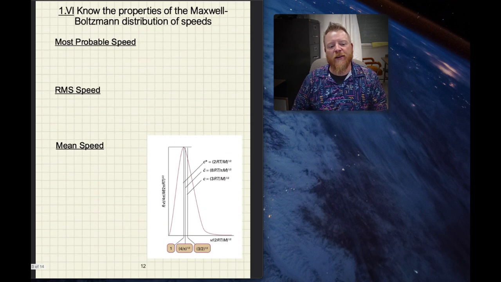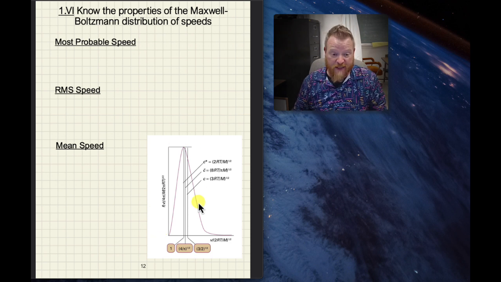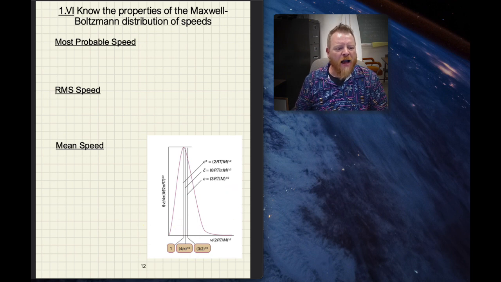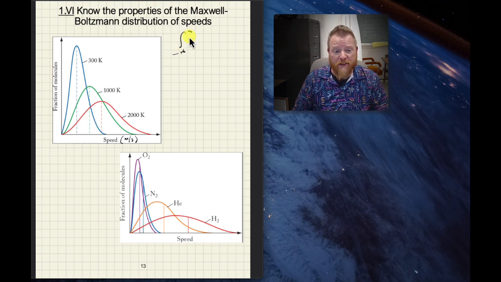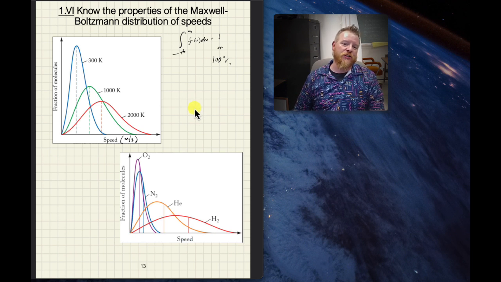Okay, so here is what the equation looks like. So it looks like the same Boltzmann distribution we showed before. Except for now, I'm going to actually skip one slide, apologies. You can see we've got speed on the x-axis, and that's going to have units of meters per second. And we've got fractions of molecules on the y-axis. So if we were to integrate the area under any one of these curves, so in other words, the integral from negative infinity to positive infinity of f of v dv, remember that equals 1, or 100% of our population.